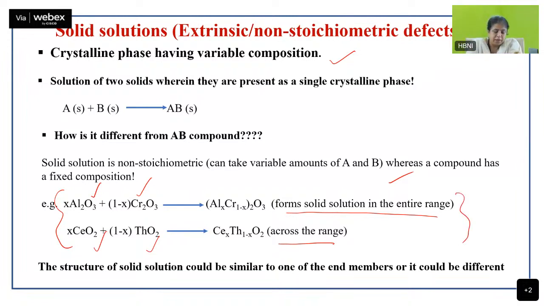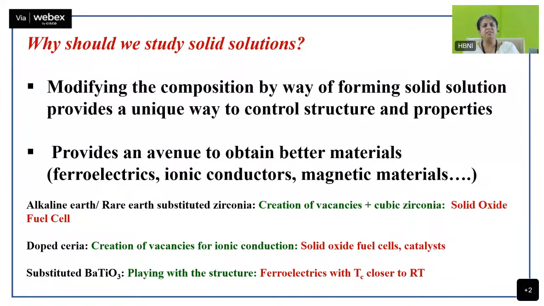You have to remember that if I'm mixing two components A and B, the structure of the AB solid solution could be either similar to one of the end members A or B, or it could be different. It is not necessary that AB would have a structure similar to A or B. It could be entirely different, but as long as it is a solid solution, it will retain its own crystal structure.